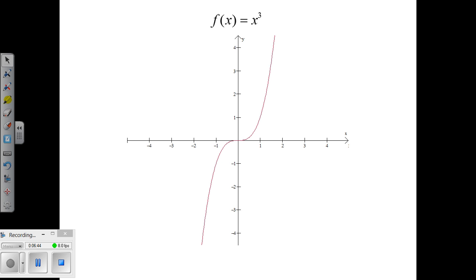What can we put in for x? Every value in the world, no restrictions. What comes out? Every value in the world, no restriction. It takes on all x's and it gives back all y's.